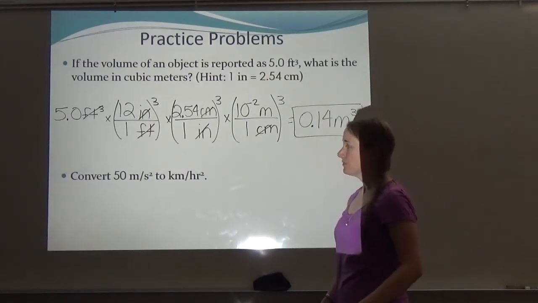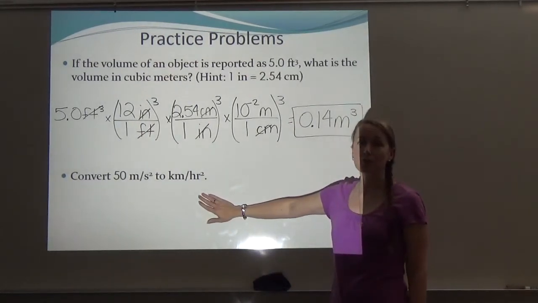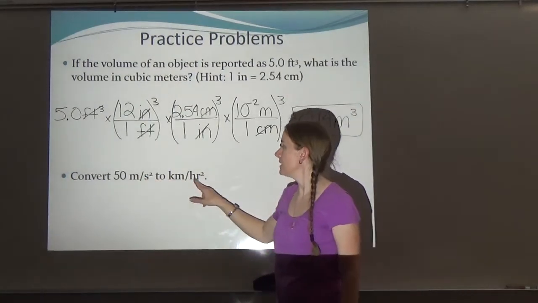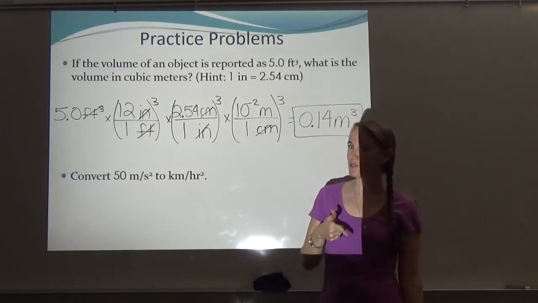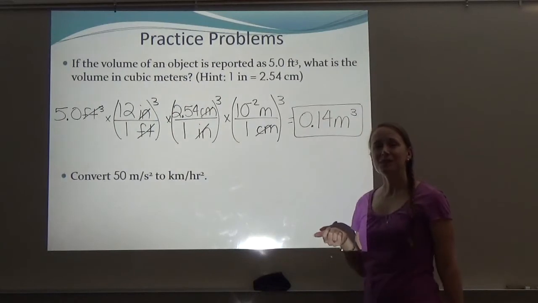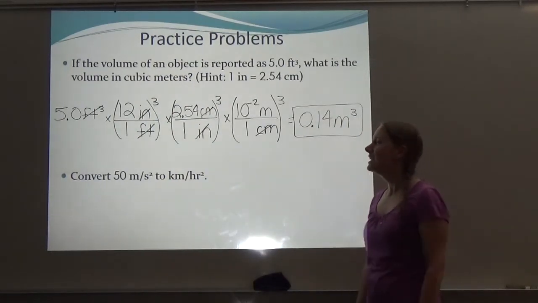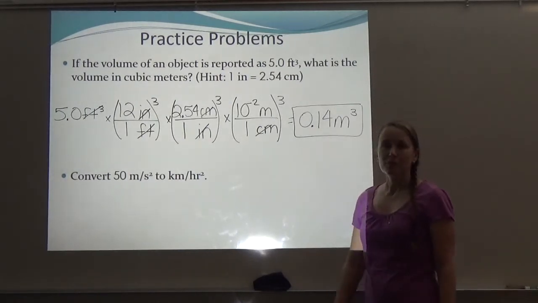Okay, so the bottom one, definitely try this one on your own. It has double units and one of them squared. Okay, so try this one on your own. It's going to be fantastic. Try this one on your own, and then we will look at it together. Okay, but I'm going to assume you've done that at this point.